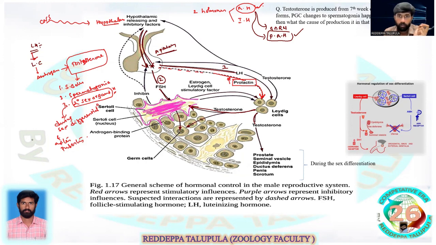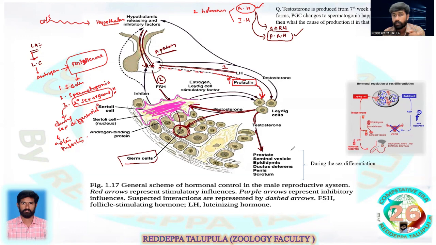See, the testosterone that is released by the LC reaches the sexual cells. Okay, and it is also reaching the spermatogonium. That means here, see, germ cells. These are the germ cells. That means testosterone also shows its effects on them. Other than that, testosterone also shows its role on prostate, seminal vesicles, epididymis, ductus deferens, penis, scrotum, etc.